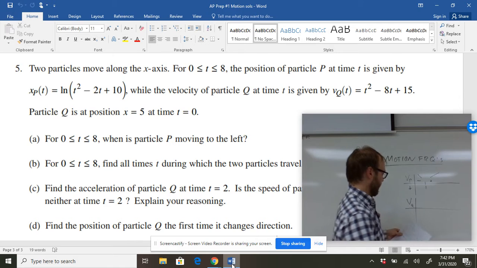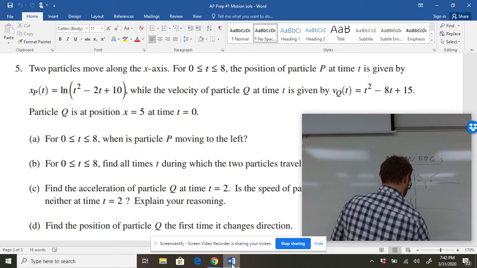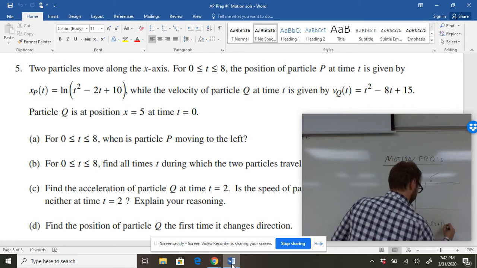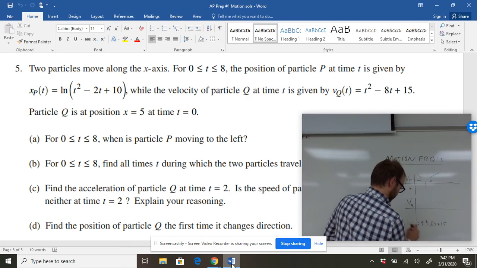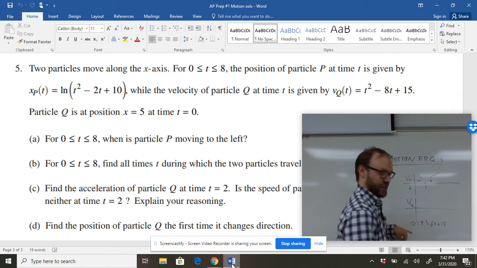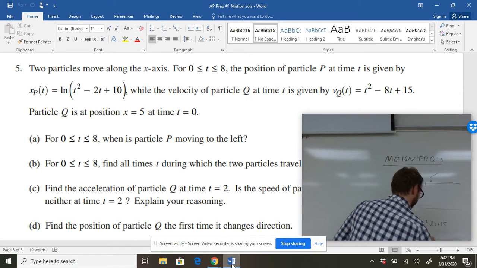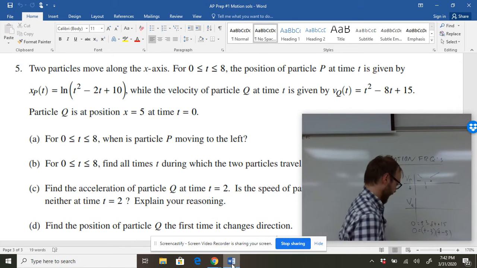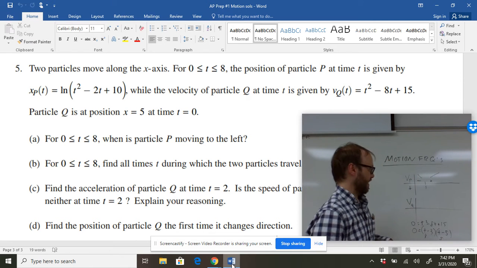Notice they gave me a velocity function for Q. Okay, the velocity function for Q is t squared minus 8t plus 15. So I don't need to take a derivative there. That's already a velocity. I just need to figure out when it's equal to 0 because it changes directions, okay? Remember, when you're on the non-calculator part, factoring is going to come into play a lot here. (t minus 3)(t minus 5) is going to factor to equal that. So t equals 3 and t equals 5. Those are going to be the two places where the velocities are 0.